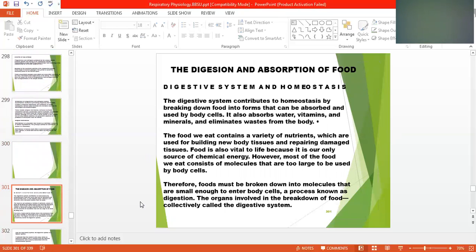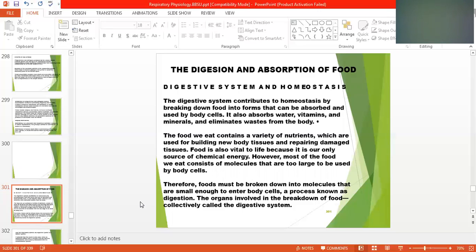Now we have another topic: digestion and absorption of food, the digestive system and homeostasis. The digestive system contributes to homeostasis by breaking down food into forms that can be absorbed and used by the body cells. It also absorbs water, vitamins, and minerals and eliminates waste from the body. The food we eat contains a variety of nutrients which are used for building new body tissues and repairing damaged tissues. Food is also vital to life because it is our body's source of chemical energy.